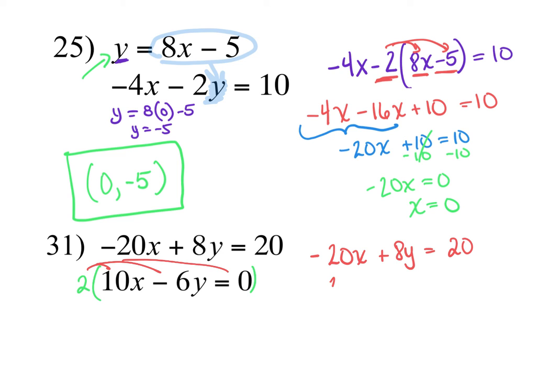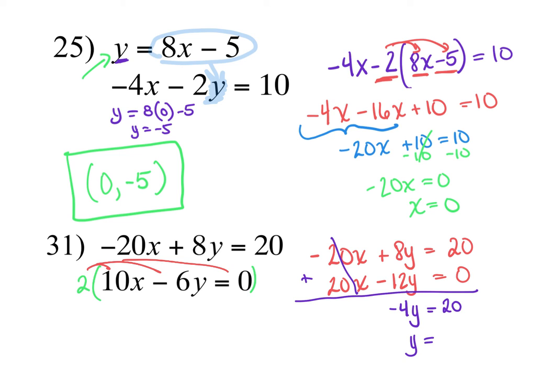2 times 10x is 20x. 2 times -6y is -12y. And 2 times 0 is 0. And then I can just add all the way down. -20x and +20x eliminate. That's my goal, elimination. +8 and -12 is -4. 20 plus 0 is just 20. Divide by -4, so y equals what? -5.